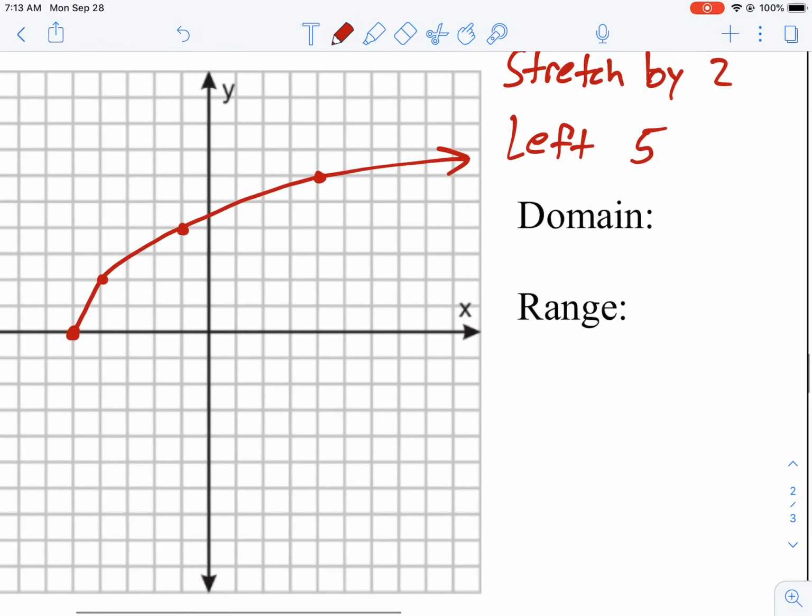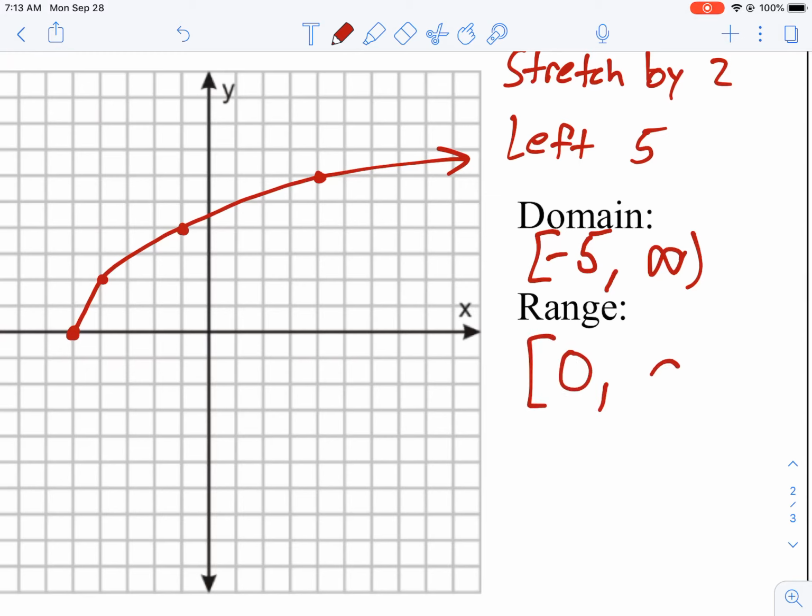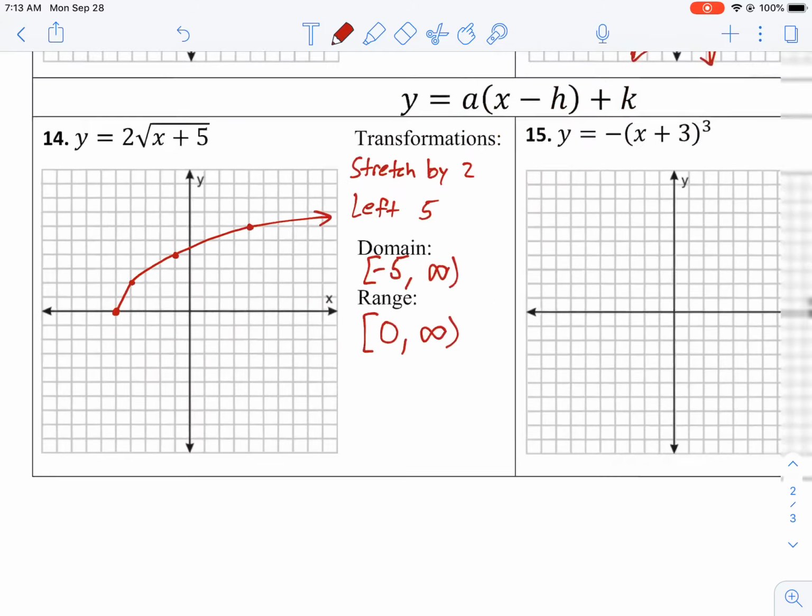So for domain, its farthest left point was at -5 because it moved to the left 5. Then it went off to infinity. The range didn't move up or down at all, so it stays at 0 and goes to infinity.